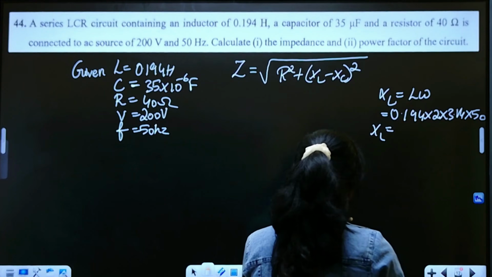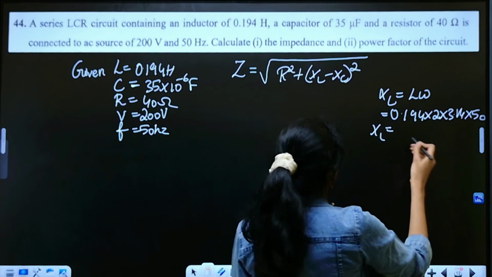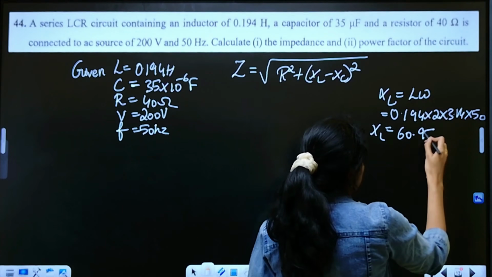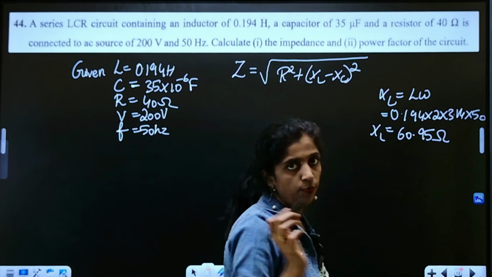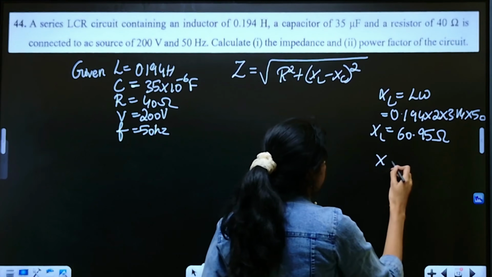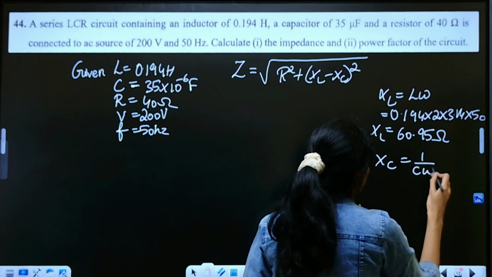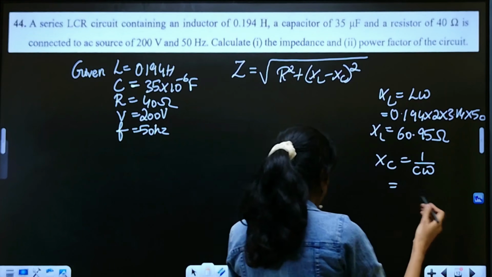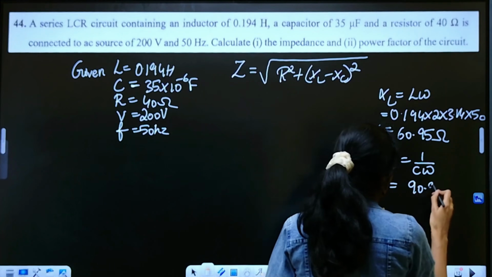Okay, so the value of XL will be 60.95 ohm. Please solve this. You will get around 60.95 ohm. Next, the value of XC. XC is given by 1 by C omega. Substitute, what is the value of XC? You will get something around 90.93 ohm.